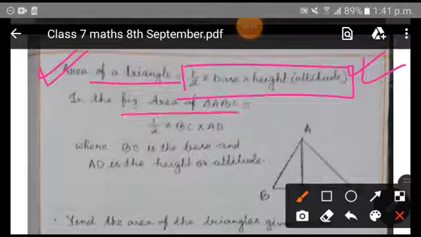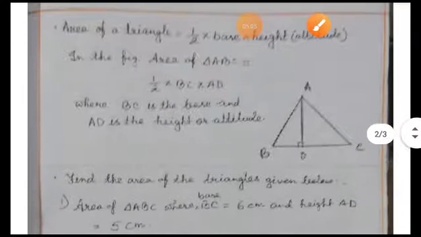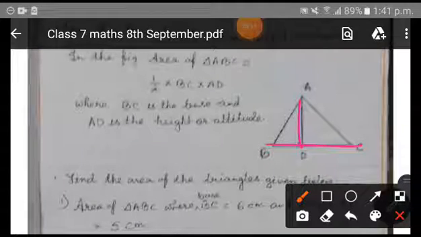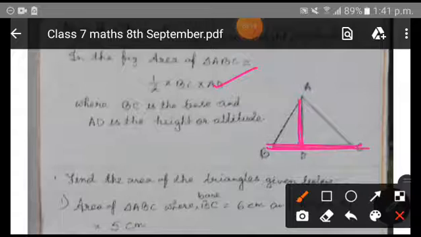Just look at the diagram. In triangle ABC, you can see that AD is perpendicular to BC. That means AD is the altitude of this particular triangle ABC. So here the altitude, that means the height, is AD and the base is BC. This is considered as the base, that means the lower line on which the perpendicular is drawn.